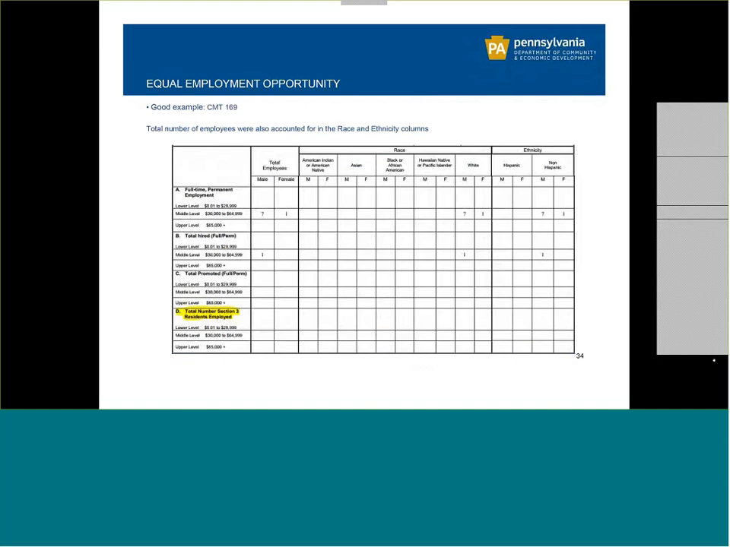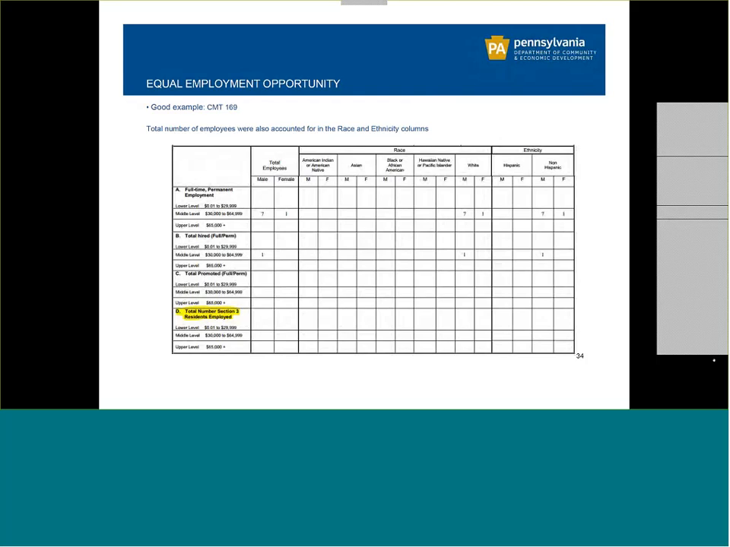Here is the CMT 169. Again, this is only, and I want to emphasize only, for grantees that have less than 15 employees. If we see the numbers on here add up to anything 16 and above, you should not be doing this form. I want to emphasize that. We did get a couple forms in with this one when they should have been doing an EEO-4 form.